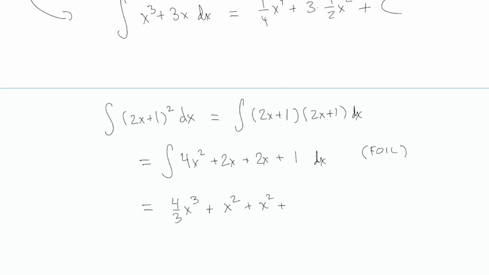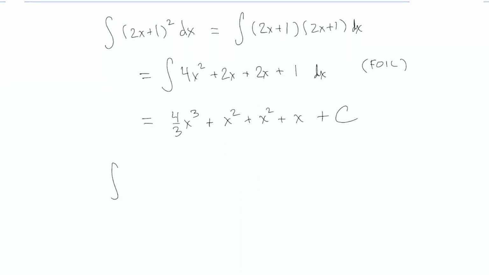1 gives you just x, right? Because remember, if it's just a constant, it becomes that same constant times x. And 1 is a constant. It's 1 times x. All right, there you go. This is how it goes. All right, I got one more like this, and then I have some for you all to try.